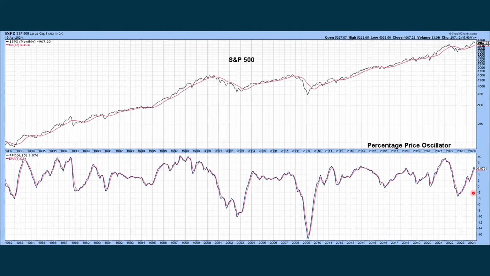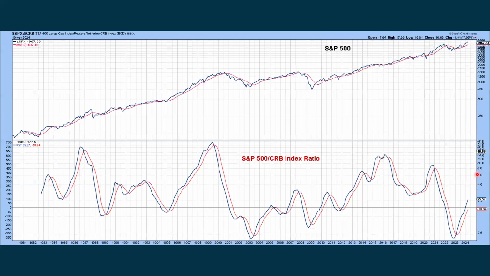Then we look at a monthly chart of the S&P on top, which still is positive even though it's pulling back. And we look at another momentum oscillator, the PPO, where it's starting to look a little more negative. So this is a bit of a warning sign to us longer term. We look at a ratio between the stocks and the CRB index, showing that stocks are still outperforming. But this is a longer-term chart, so it can take some time for this to actually change.